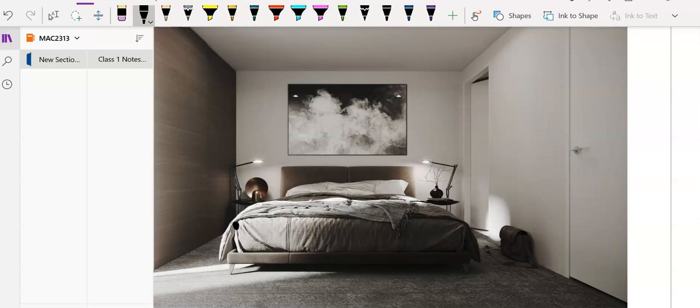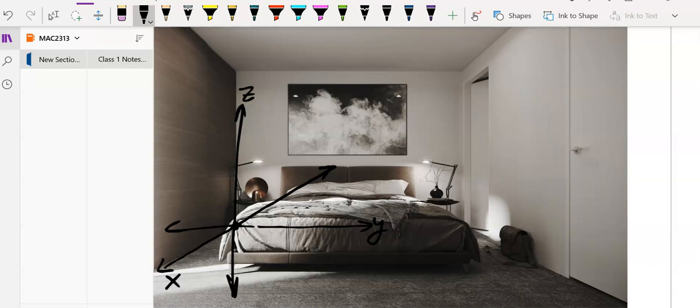Okay? The x-axis is going towards you and away from you. The y-axis is going horizontal. And then finally, the z-axis is going up and down. So the corner of the room right here is going to be the origin.